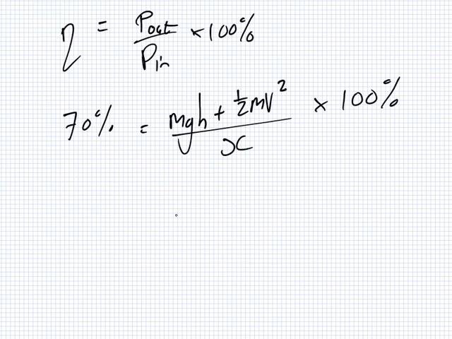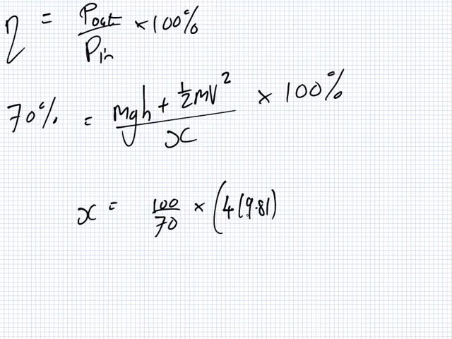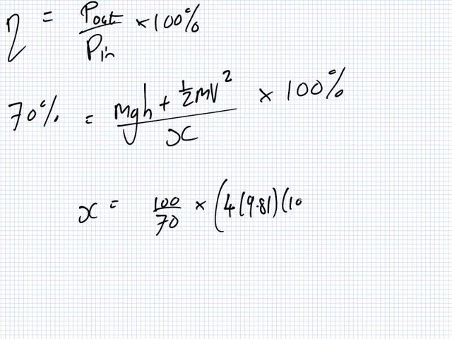So, if I rewrite this, I get x equals 100 over 70 times 4, 9.81, 10 plus 2. What's the speed? 3. The 2 was a half times 4. What was the speed? 3 squared.